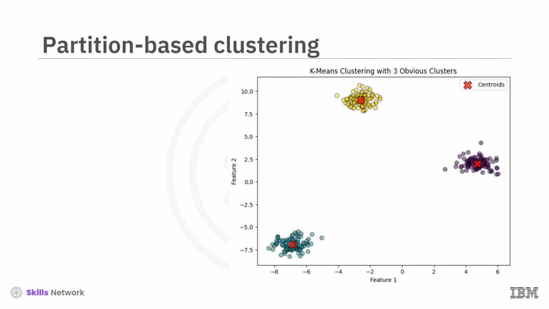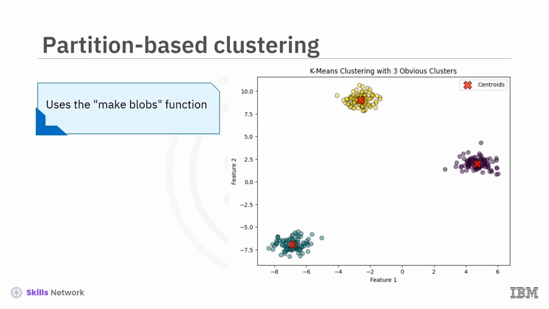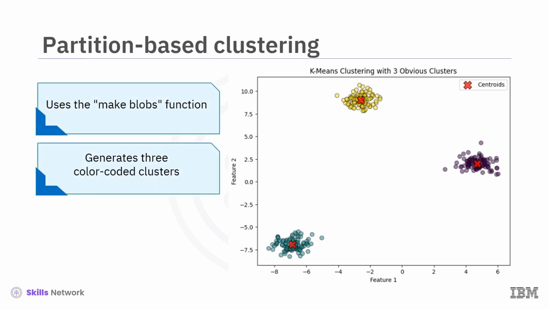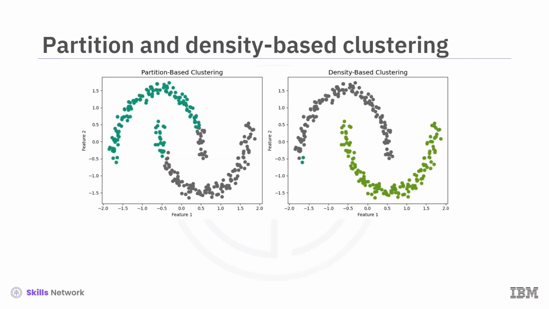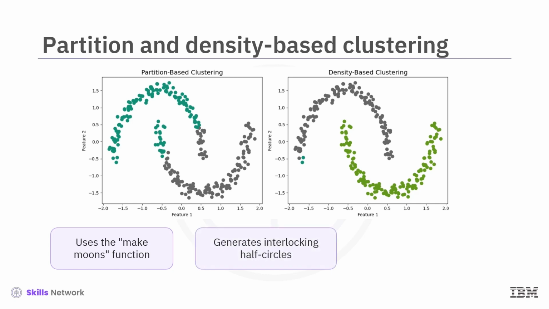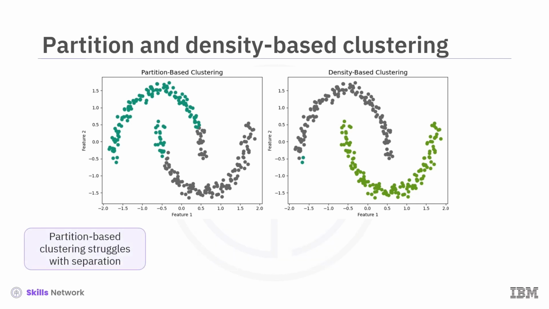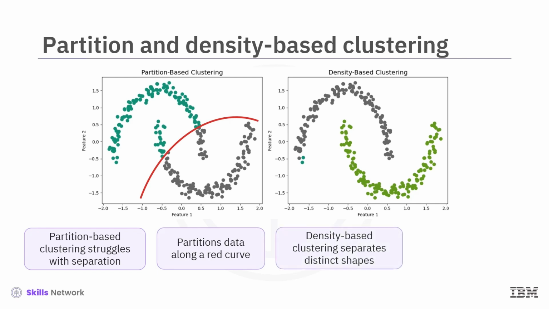This partition-based clustering result uses the make_blobs function from scikit-learn, generating 3 color-coded clusters in the scatterplot. Here are 2 clustering results using the make_moons function from scikit-learn that generates interlocking half circles. Both use color to distinguish clusters visually. On the left, the partition-based clustering struggles to separate the shapes, partitioning the data along a red curve. In contrast, the density-based clustering successfully separates the shapes but creates an unnecessary third cluster of 3 points.